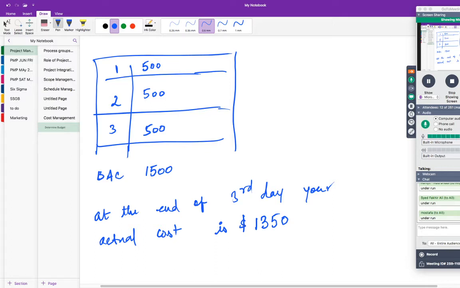Let me repeat my question. At the end of the third day, you look at how much money you have spent: $1,350. You look at your budget, which says that at the end of the third day it is 1,500. You look at your money spent on the third day, and it shows 1,350. So you come up with an answer of what? Hassan, what is your answer? As of now, there is no alternate answer. Nobody thinks it's an overrun.